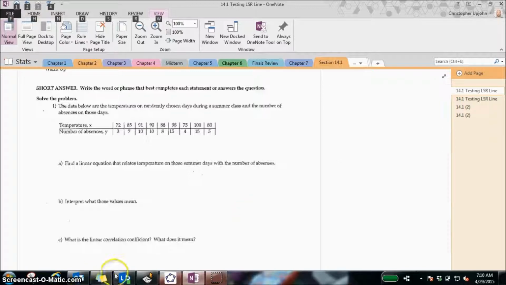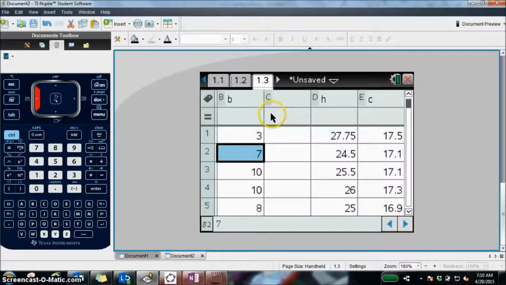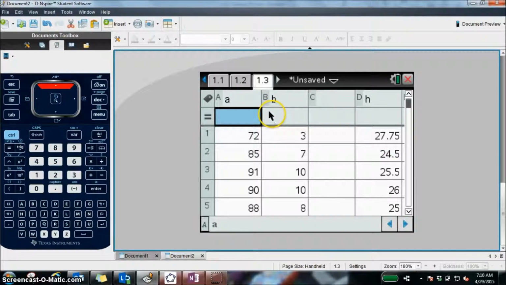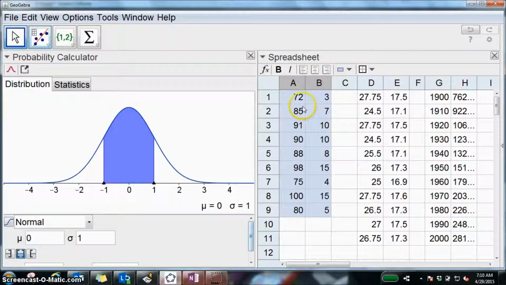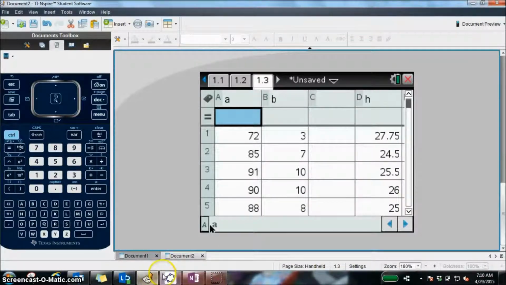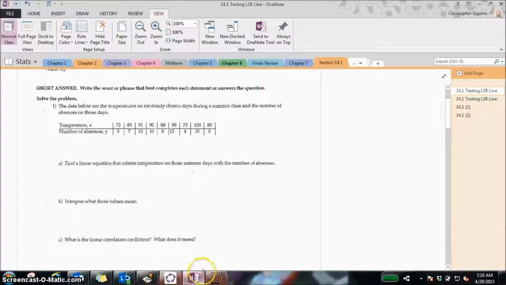So first thing we need to do is either put it into the Inspire, label them, whatever you want, A, B, or GeoGebra. We got to put them in our spreadsheet. Doesn't matter what you do. Alright, now we're going to find a linear equation that relates temperature on those days with the number of absences.